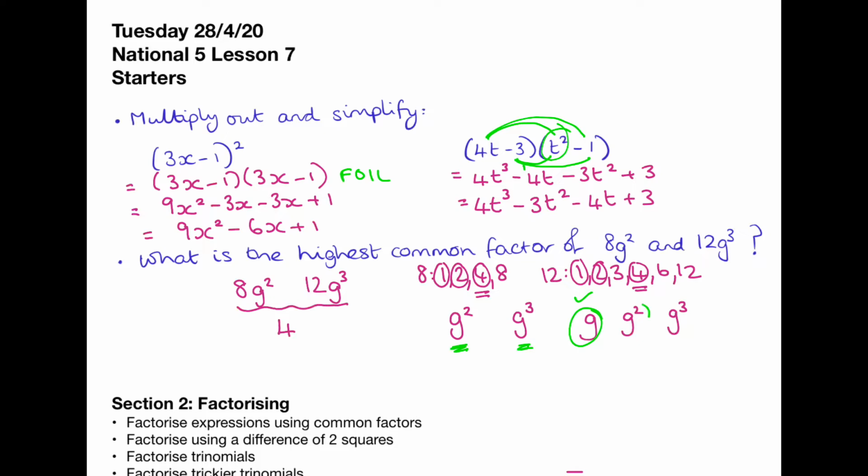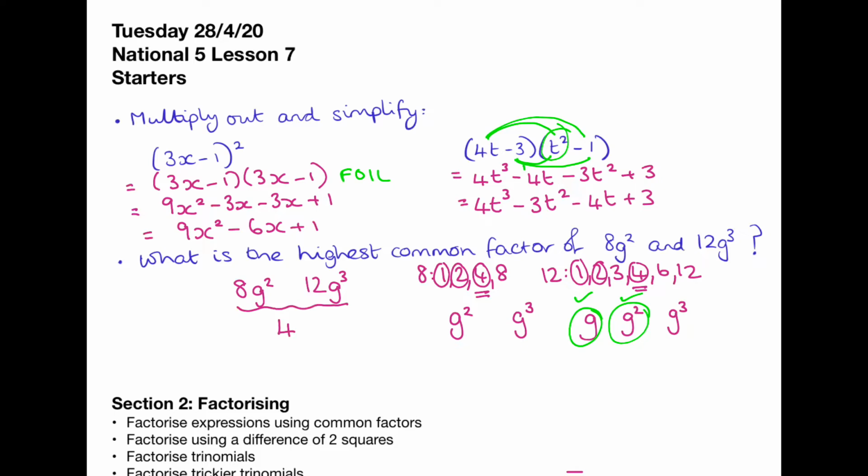Okay, so we've got g squared next. So we think, can we multiply g squared by something to get both of these terms? Well, g squared times 1 is g squared, so that's fine. g squared times g is g cubed. So that one is also a common factor. All right, let's think about g cubed.